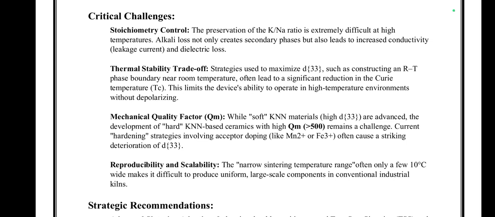Thermal stability: strategies used to maximize piezoelectric coefficients, such as constructing a rhombohedral and tetragonal phase boundary near room temperature, often lead to significant reduction in the Curie temperature. This limits the device's ability to operate in high temperature environments without depolarizing.